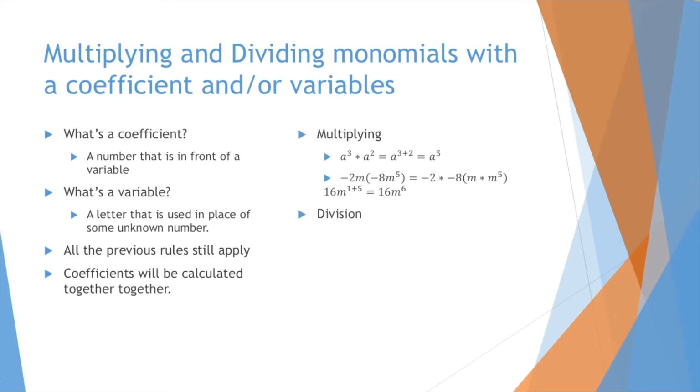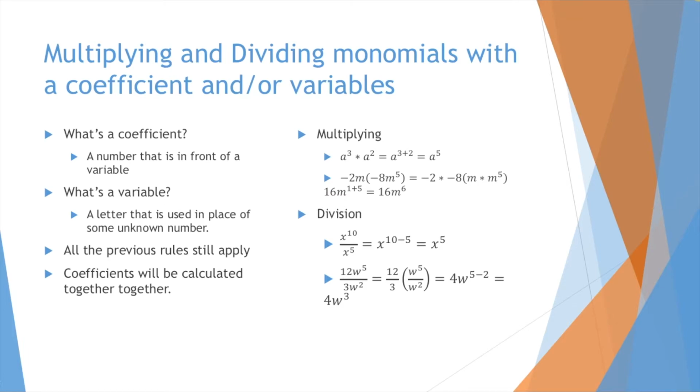So let's look at division now. Once again, we'll just start with a simple variable expression. X to the 10th over x to the 5th. Same rules apply for the quotient power. X to the 10th minus 5 gives me x to the 5th.